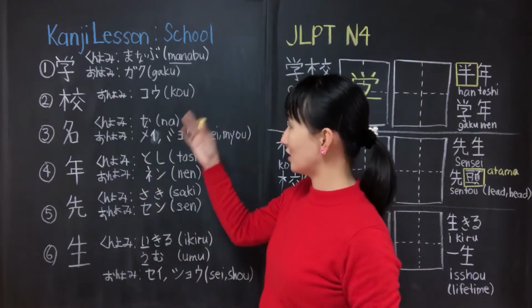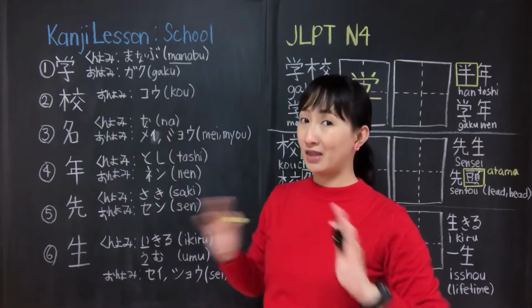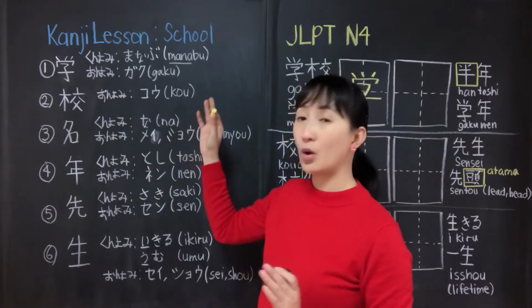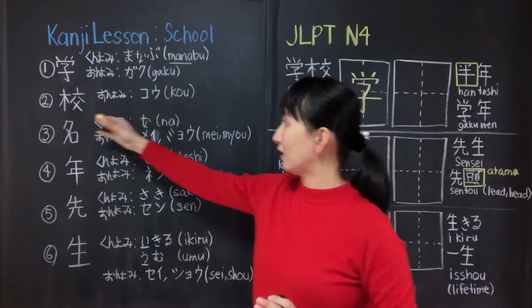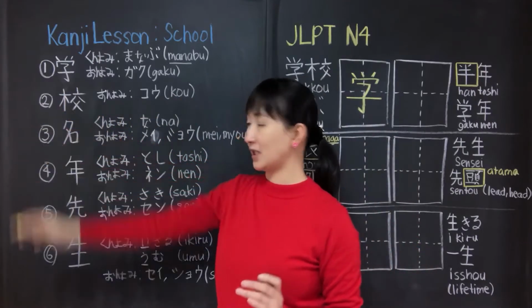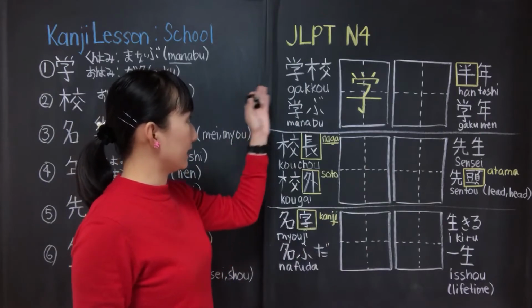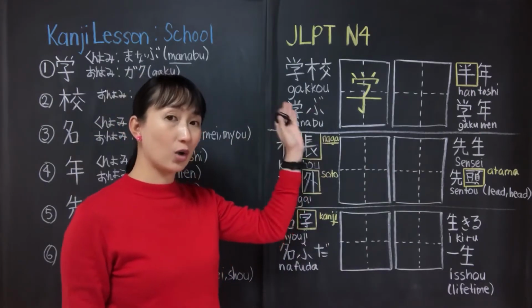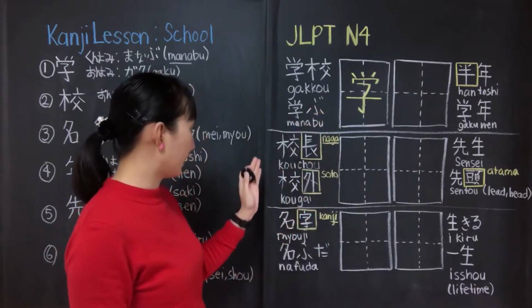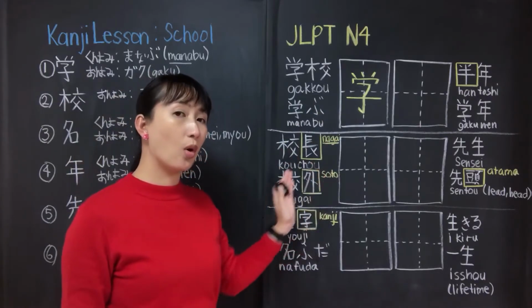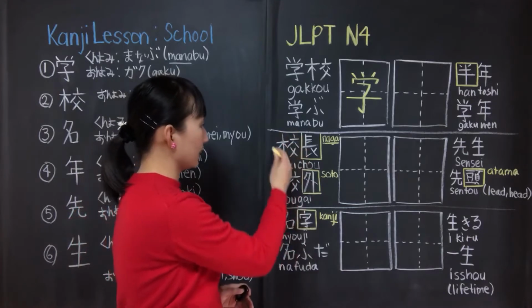The next kanji for today's lesson doesn't have a kunyomi. It only has onyomi, which is ko. And then this is our second kanji. The examples that I have for you are, let's include gakko. Again, gakko means school. And the other example is kocho. Kocho. This is ko.